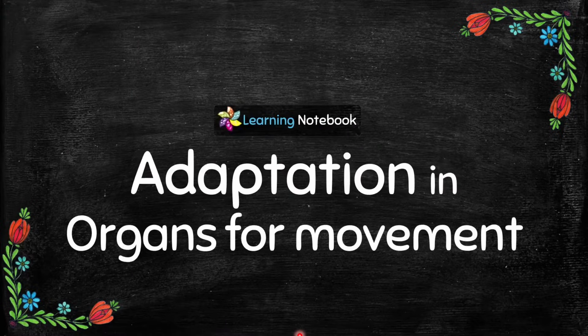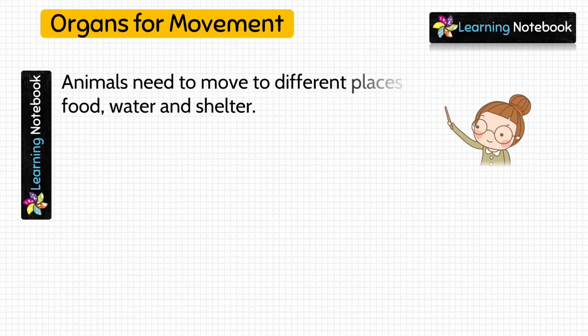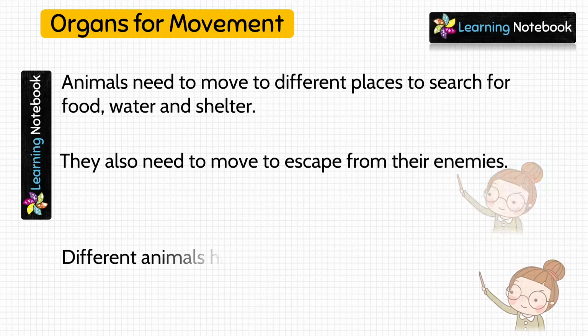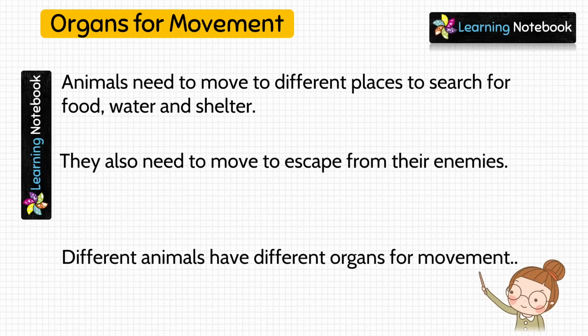Now let's learn about adaptation in organs for movement. Students, why do animals need movement? Why do they need to move? Animals need to move to different places to search for food, water and shelter. They also need to move to escape from their enemies. Different animals have different organs for movement. Let's learn about them.